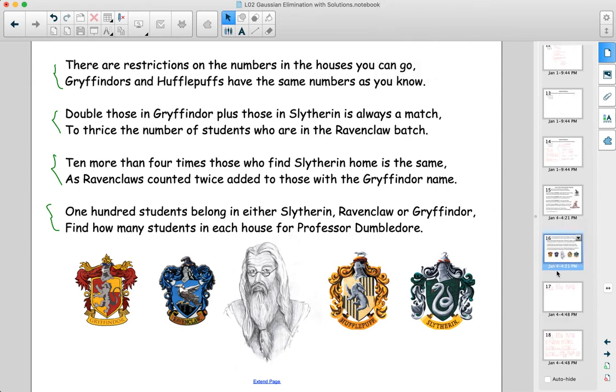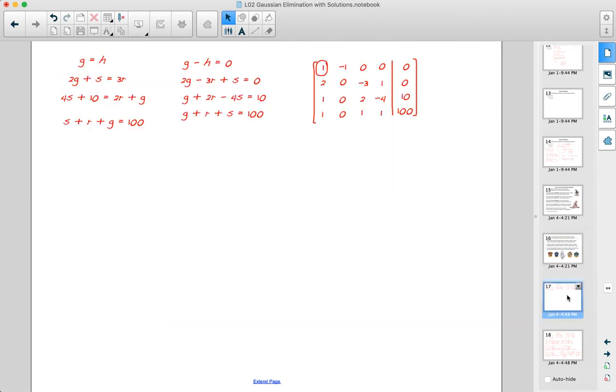All right, so resuming, just to make sure that you have the correct equations before you try Gaussian elimination. So from the first stanza, we get G is equal to H, Gryffindor is Hufflepuff. From the second stanza, we get 2 Gryffindor plus Slytherin is 3 times Ravenclaw. From the third stanza, we get 4 Slytherin plus 10 is 2 Ravenclaw plus Gryffindor. And from the last stanza, we get Slytherin plus Ravenclaw plus Gryffindor is 100.